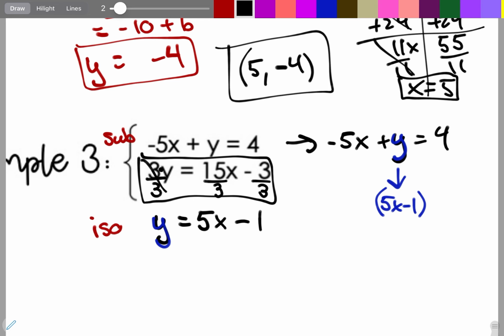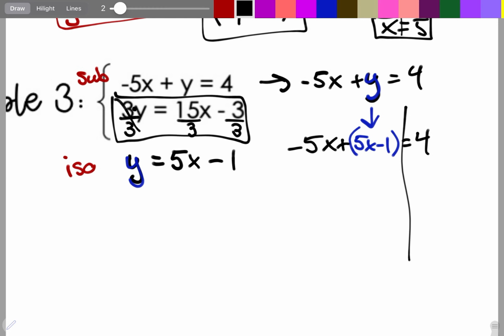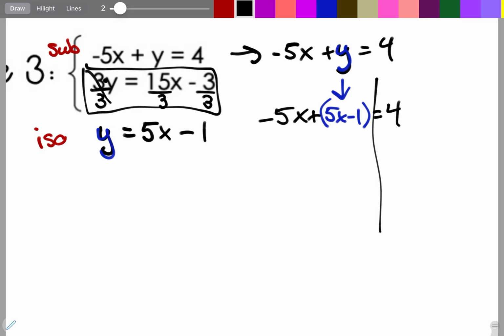In front of that y is a plus sign. In front of that plus sign is a negative 5x. And on the back side, there's a 4. And we should get ready to solve this by distributing. Y'all see the 1 right there? That's a positive 5, and that's a negative 1. Drop down to negative 5x. Oops, that's not a negative 4.